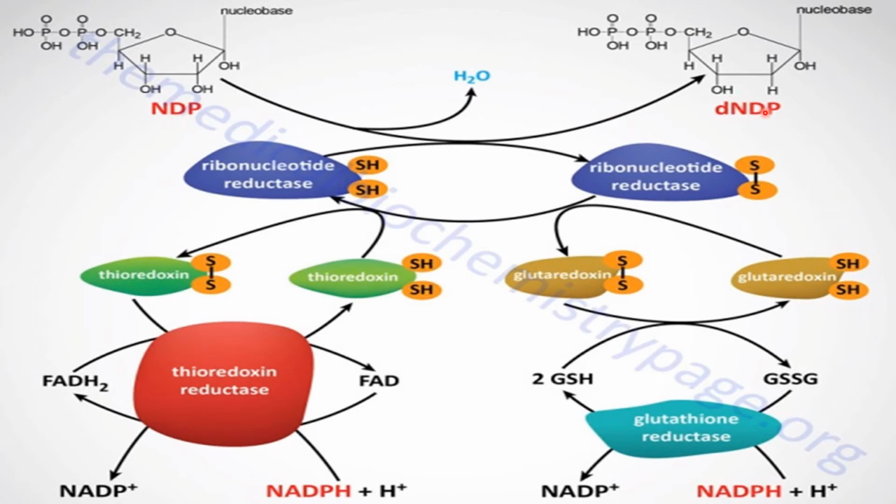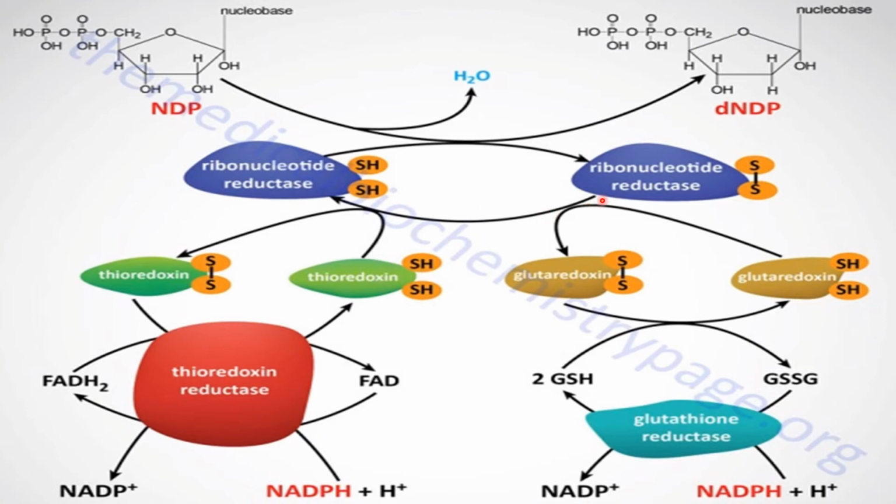This ribonucleotide reductase has two SH groups, and it is oxidized during the conversion of NDP, nucleotide diphosphate, to deoxy NDP, and thioredoxin, which is a coenzyme monomeric protein, has SH groups.